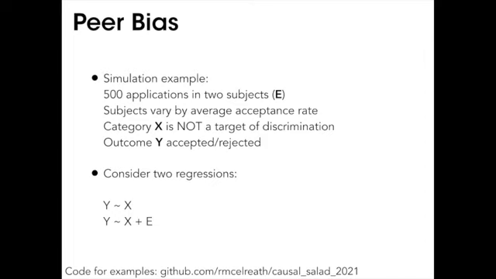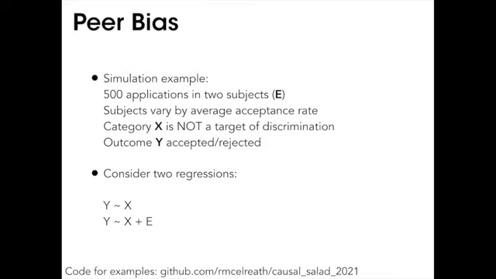Okay, so peer bias, back to examples. Now we're going to simulate 500 applications. And again, I'm simulating because it's the only way we can know the right answer. We're going to simulate 500 applications in two different subjects, just so it's easier to think about. Say there are two subjects in all of university, the humanities and physics. So let's just say that those are the two subjects. And that would be hell, but that's all we've got.